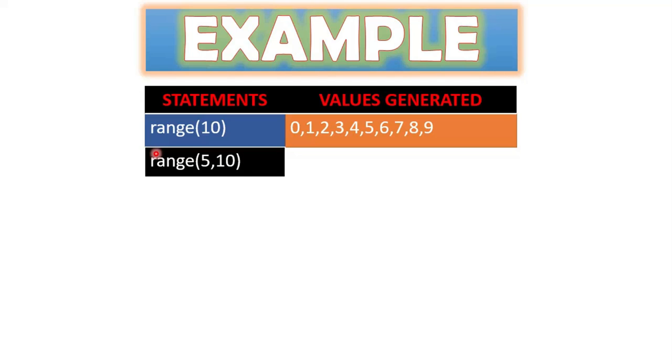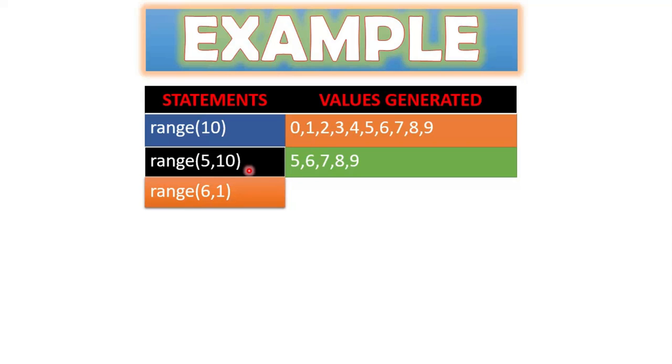Now here you can see that I have passed two parameters, and if I pass two parameters then this will be my starting point and this will be my ending point. तो यहाँ पर मुझे 5 से 10 तक की रेंज जनरेट करनी है. So what will be the answer? 5, 6, 7, 8 and 9. Again 10 is not included here because we all know that in range function the stop value will not be included. Now 6, 1.